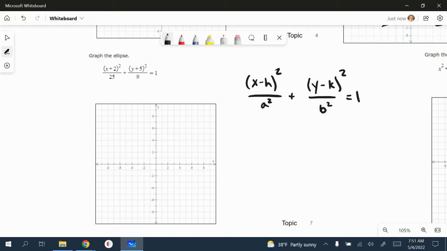Now, if you notice, it kind of resembles a circle formula a little bit. It's got x minus h and y minus k, which are also in the circle formula. And it's important to remember that h is always attached to the x and the k is always attached to the y.